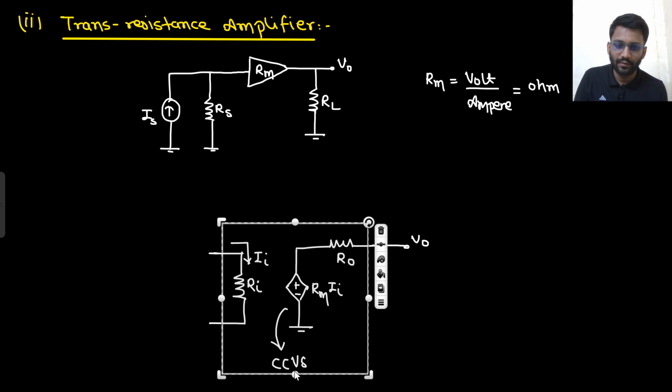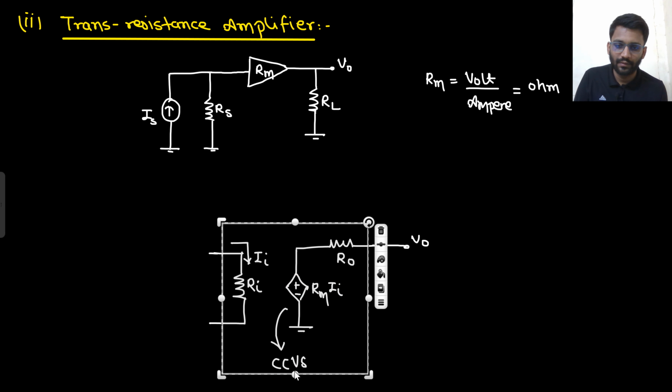Why is it grounded? Because you are feeding the amplifier with some input only. So the input resistance will also be grounded, and the current is being amplified with the factor of Rm, and then it is being fed to the output, right? So tell me, what will be your I in? I in would be Rs upon Rs plus Rin into Is. Say yes or no?